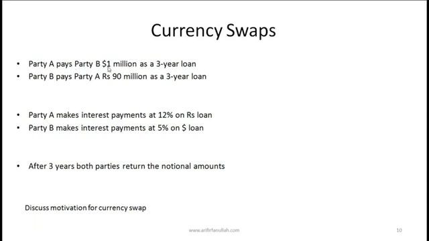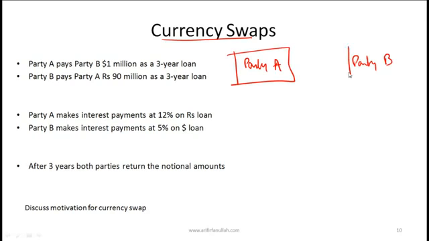Party A pays Party B $1 million as a 3-year loan, and Party B pays Party A rupees 90 million as a 3-year loan. So now when we talk about currency swaps, the actual money is exchanged at initiation. So let's see what's happening here. So this is Party A and this is Party B.